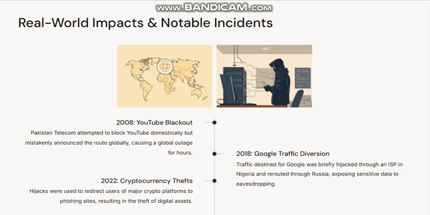So there are some real world examples which have caused problems in the past. In 2008, Pakistan Telecom accidentally announced YouTube's prefix to the world, causing a global outage. In 2018, traffic meant for Google was hijacked through Nigeria and then routed to Russia, exposing sensitive data. In 2022, attackers used BGP hijacking to redirect cryptocurrency platform users to fake websites and steal data assets. These examples show how powerful and dangerous this attack can be.